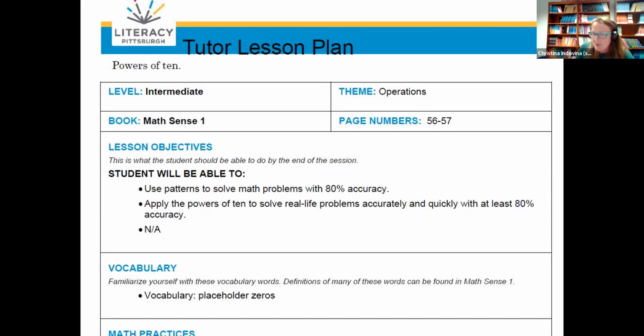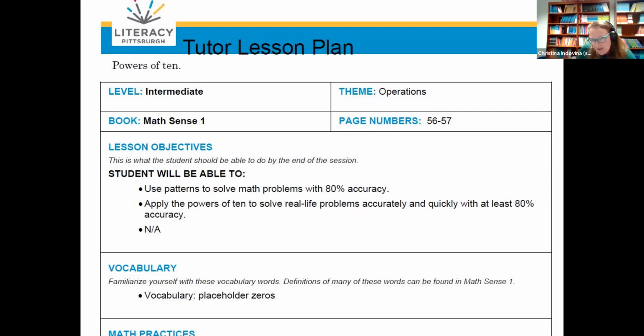I'm going to flip through these really quickly and then come back to this because I want everybody to see. It's worth taking a look at the lesson objective, with the idea of what the student is supposed to be able to do by the end of this. Use patterns to solve math problems with 80% accuracy, apply the powers of 10 to solve real life problems accurately and quickly with at least 80% accuracy. You will see 80% accuracy across most of these lesson plans, because that's been our guiding light. If a student can do something with 80% accuracy, they're probably good to go. It's probably enough to get them moving forward.